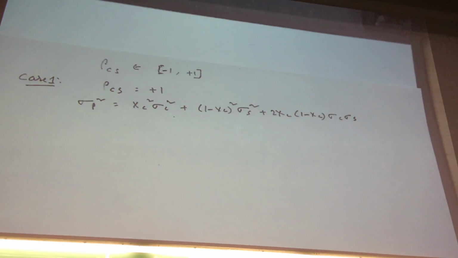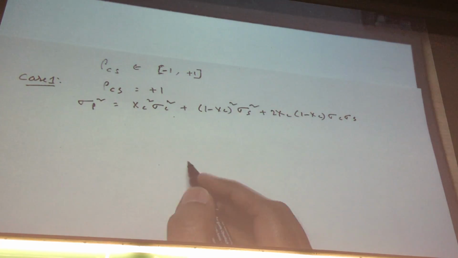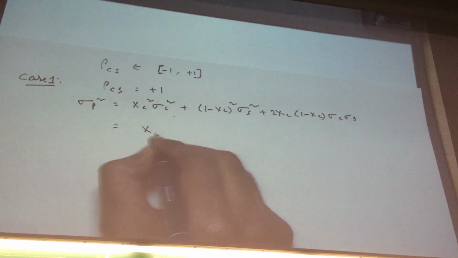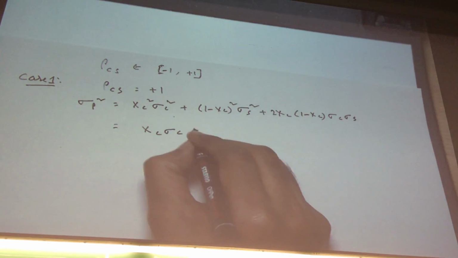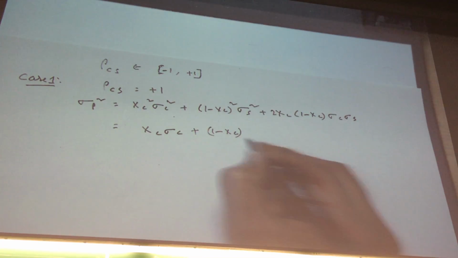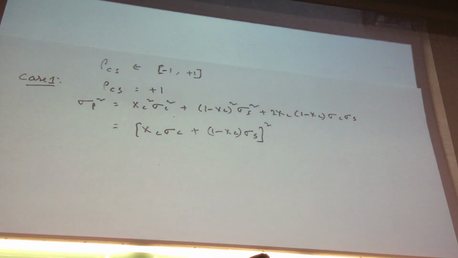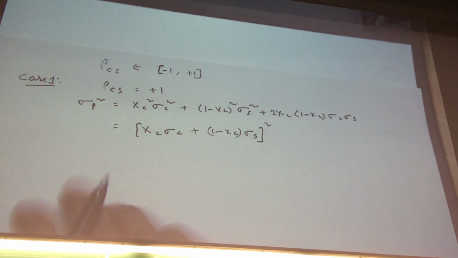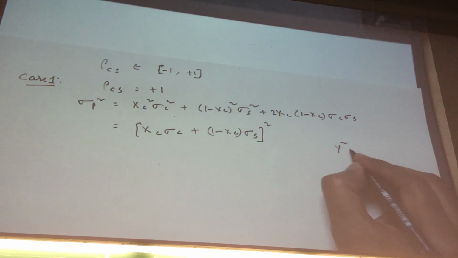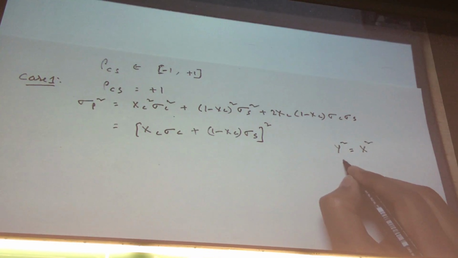Okay, so if we simplify this, how to simplify this? Can anybody see any sort of formula, a plus b whole square kind of thing? A, b. So I can always write this as XC sigma C plus 1 minus XC sigma S, whole square. Okay? Can we write that? We can. So a simple question actually to all of you. Y square equals x square. Y equals to?